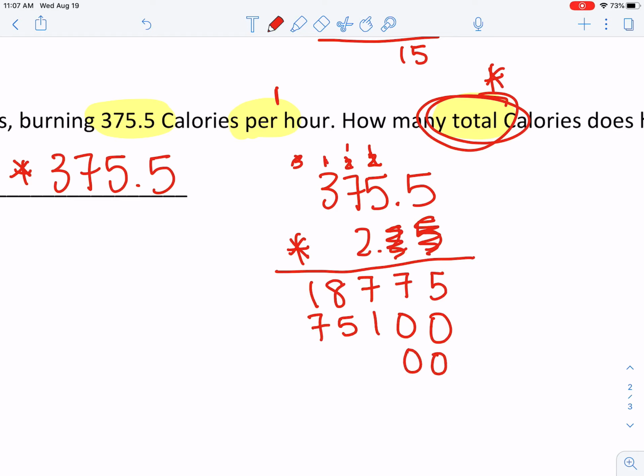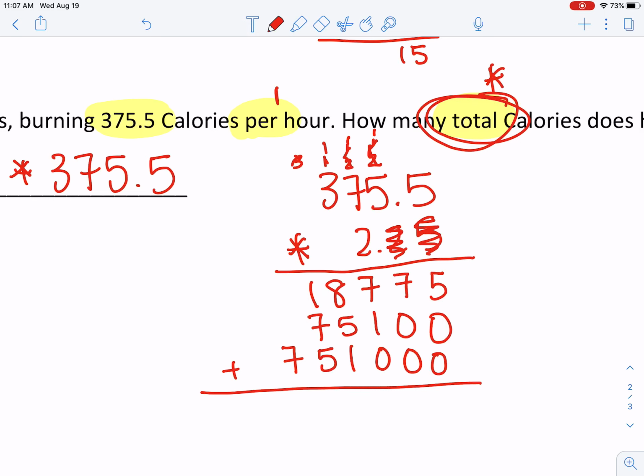Add the 2 zeros for your third row. 2 times 5 is 10, carry the 1. 2 times 5 is 10, plus 1 is 11. 2 times 7 is 14, plus 1 is 15, carry the 1. 2 times 3 is 6, plus 1 is 7.